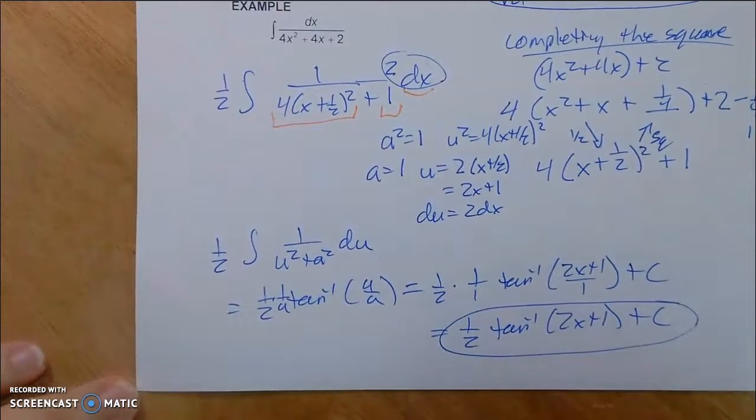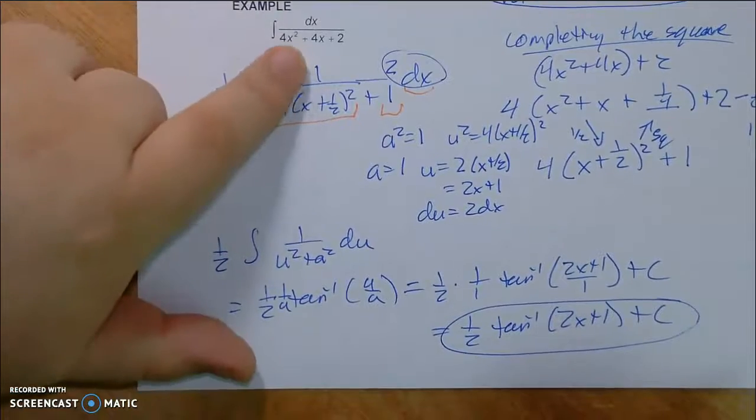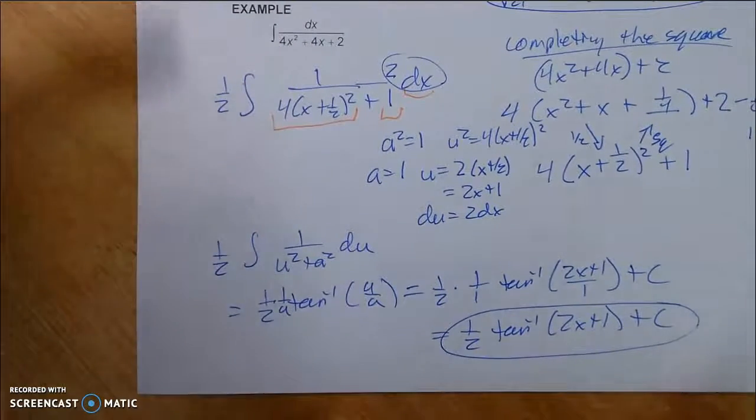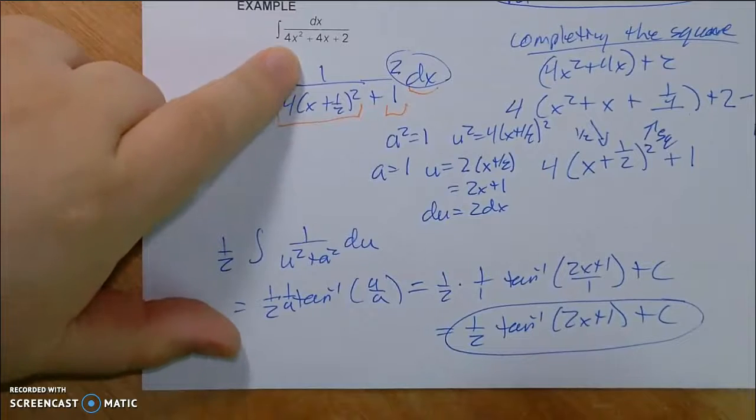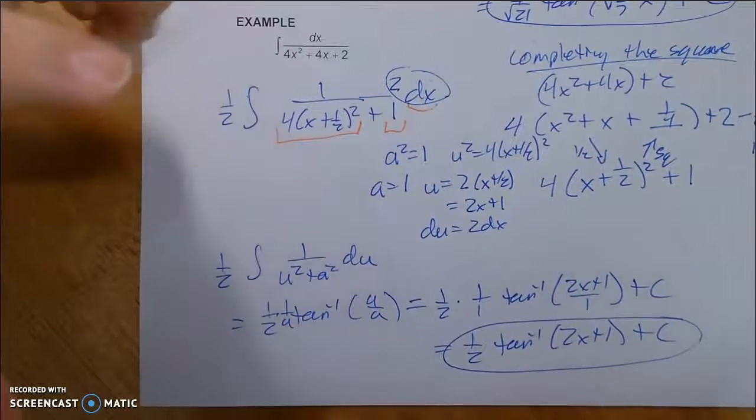So, not too bad until you get to the part where you have to complete the square. You're going to complete the square anytime that you don't have an expression that can be written as something squared. Even if part of it is squared, it means the whole expression needs to be squared.